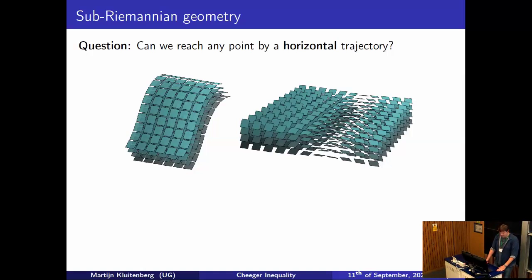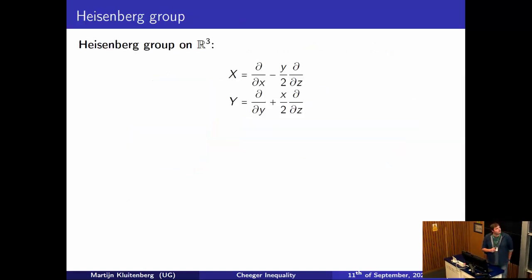So clearly it depends a little on the vector fields. For example, the simplest possible case is when you take the x and y coordinate vector fields, you will clearly be stuck in z. You can never move up or down. So how do we know? Well, I give you an example. This is probably the most famous one. This is called the Heisenberg group on R3.